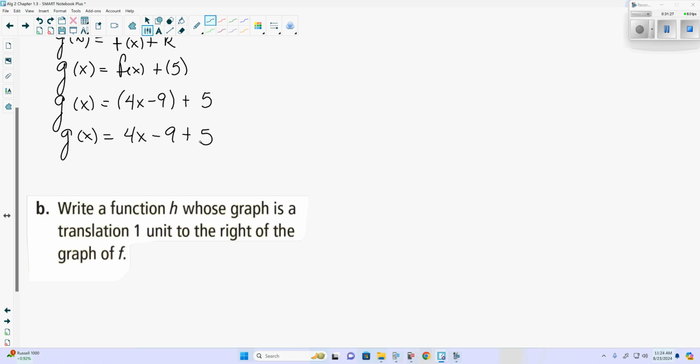So we can drop the parentheses around the 4x minus 9 because there's not a number or a minus sign in front of it that's going to change anything. So it just stays 4x minus 9. g of x equals 4x minus 9 plus 5. And we combine our like terms. Negative 9 plus 5 would be negative 4, giving us 4x minus 4.